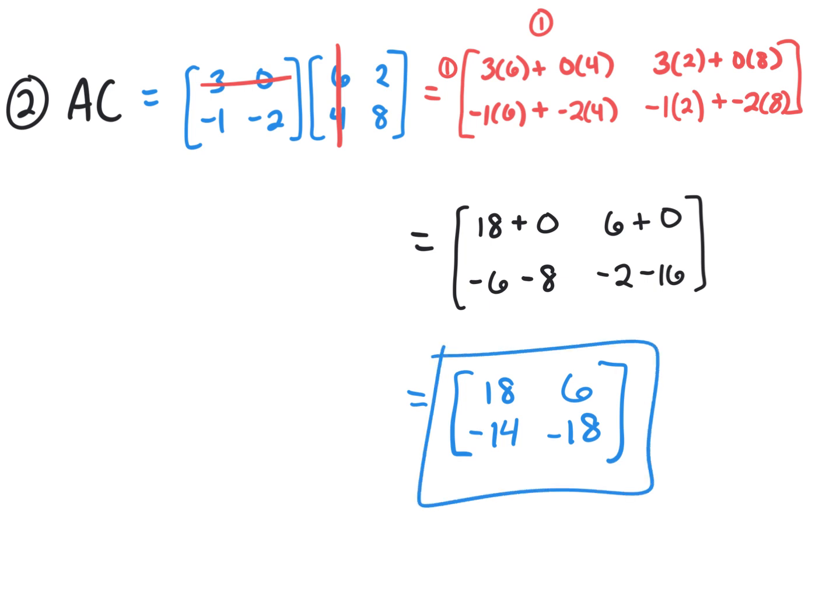How can you check? They're both 2 by 2. Started with 2 by 2, ended with 2 by 2. Now we're going to do those same matrices. We're going to do B times C for our last example together.